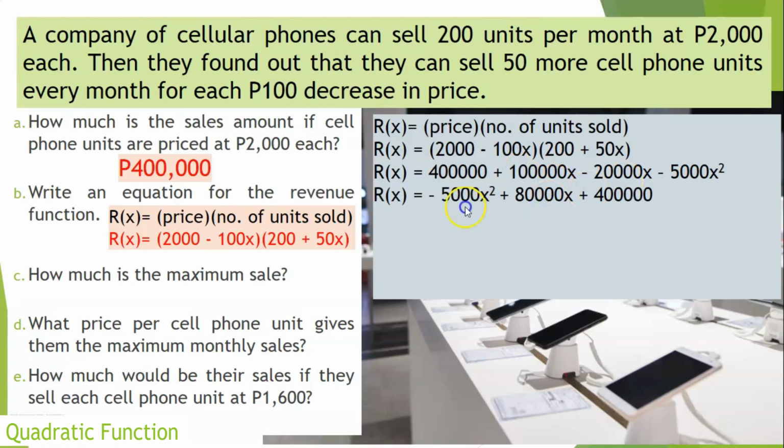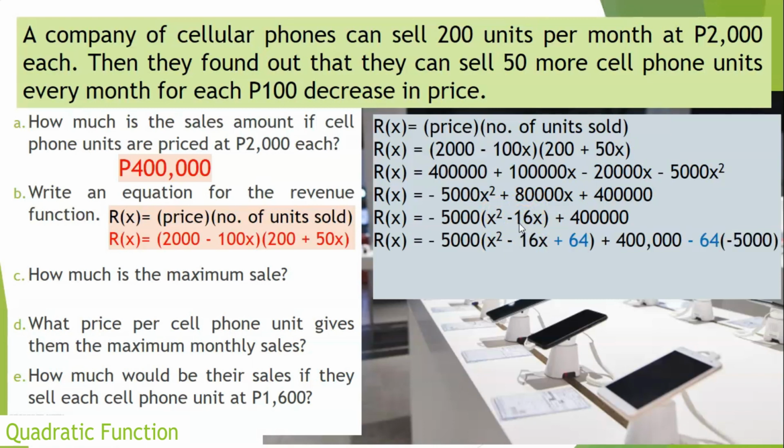Now, simplifying this equation using FOIL, we will get this. Combining like terms, we will get this. Factor out negative 5,000. So this would be 8,000 divided by negative 5,000. That would be negative 16. So completing the square, half of negative 16 is negative 8. So square that, that would be plus 64. We added 64 here, so minus 64 at the end, but multiplied with negative 5,000.